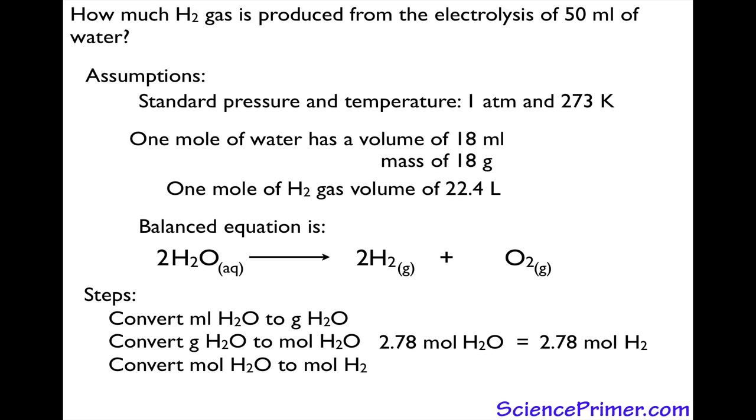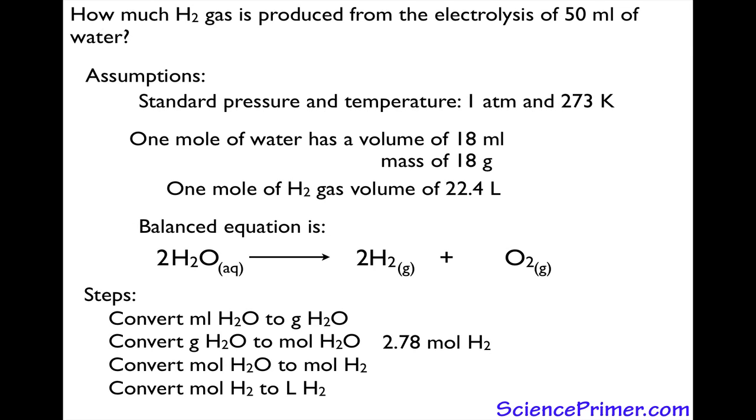So now we have moles of hydrogen gas, but we want to get out to a more meaningful unit for us, which in this case is volume. So we use the 22.4 liters per mole to convert moles to liters. Just one final conversion factor, 2.78 times 22.4. The moles cancel, and we end up with 62.3 liters of hydrogen gas.